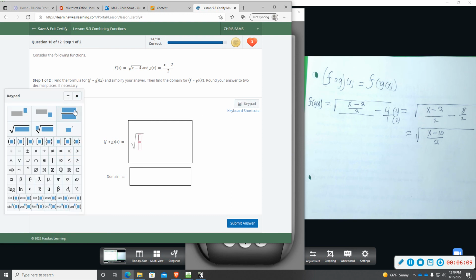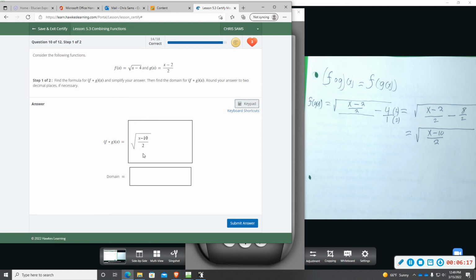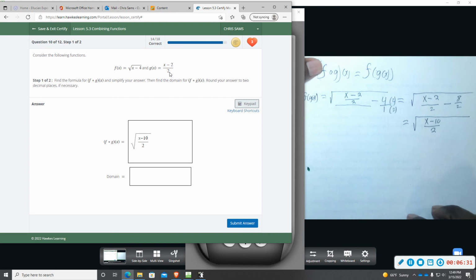Square root of the fraction (x minus 10) over 2. All right, now the domain. You start with the overlap of these two, with removing this restriction. And I think I can show it two ways just to confirm it.